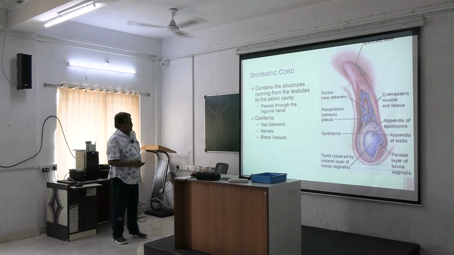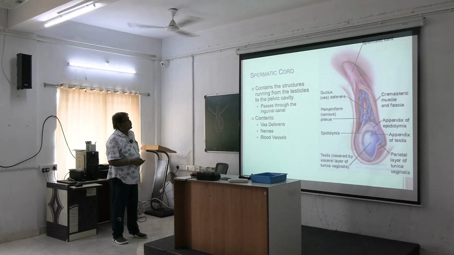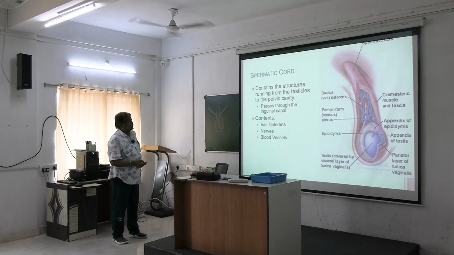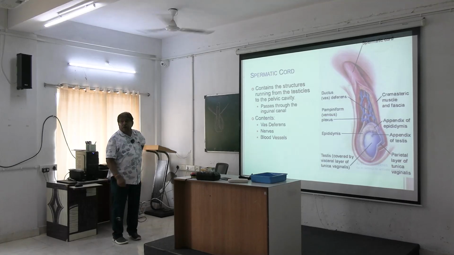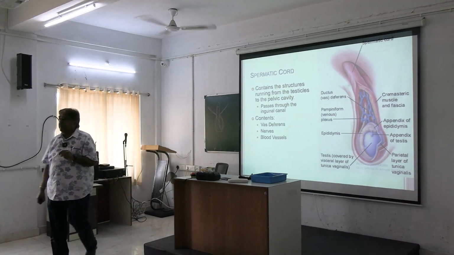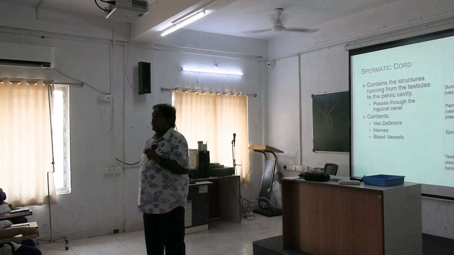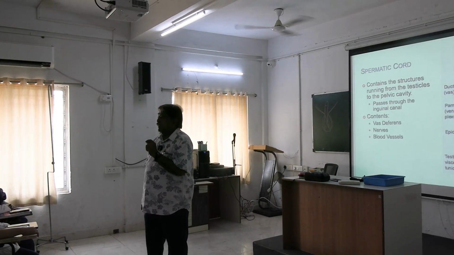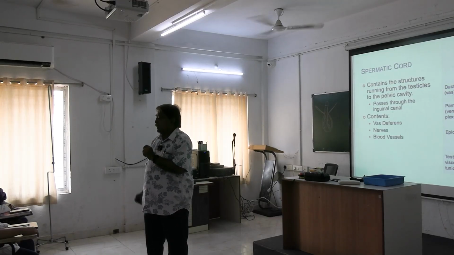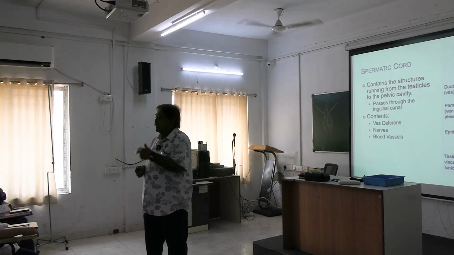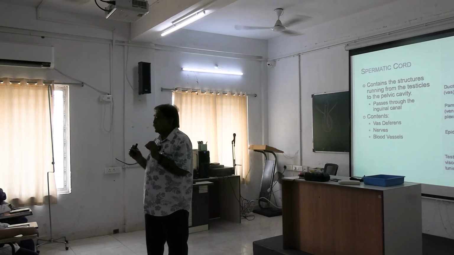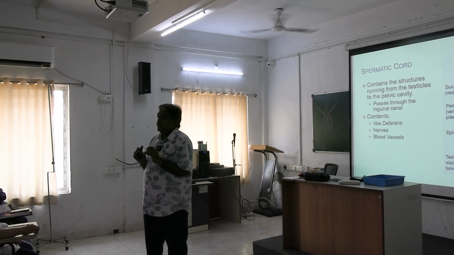You can see the spermatic cord contains the structures running from the testicle to the pelvic cavity. It passes through the inguinal canal and contains the vas deferens, nerves and blood vessels. You see the ductus deferens, or the vas deferens. Now, when you are performing a hydrocele operation on a child, pediatric surgery, you have to note the spermatic cord. In dissection, the spermatic cord can be cut off, so you have to handle tissues very gently.